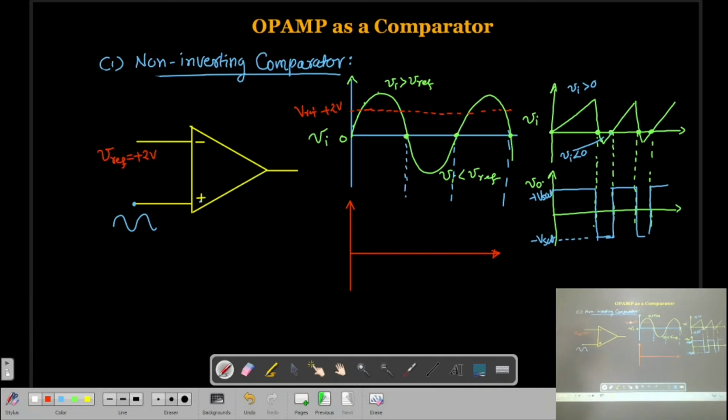Now how to draw this? The same thing. If my input voltage is greater than V reference, meaning for all these values the input voltage is greater than V reference, in that case the output voltage will be in plus saturation. Here this voltage is less than the reference voltage, so you will have a negative output voltage. So you can draw this waveform in this manner.